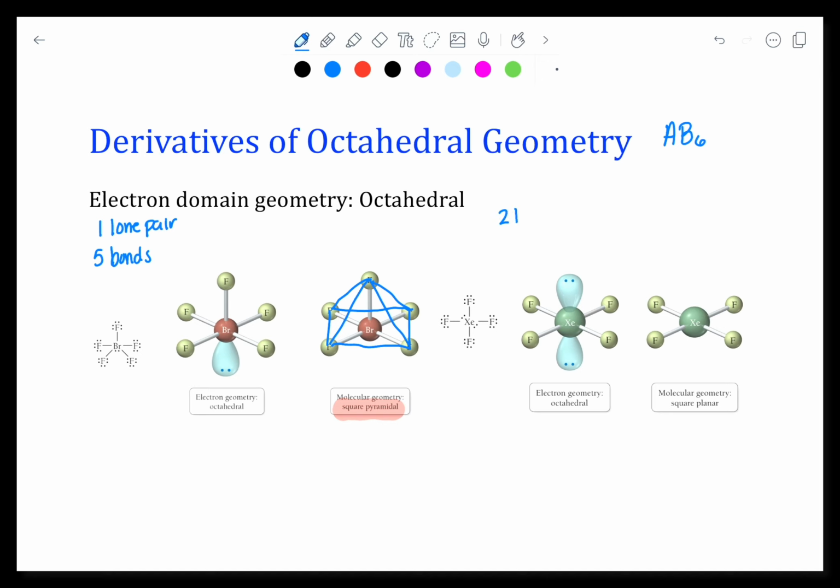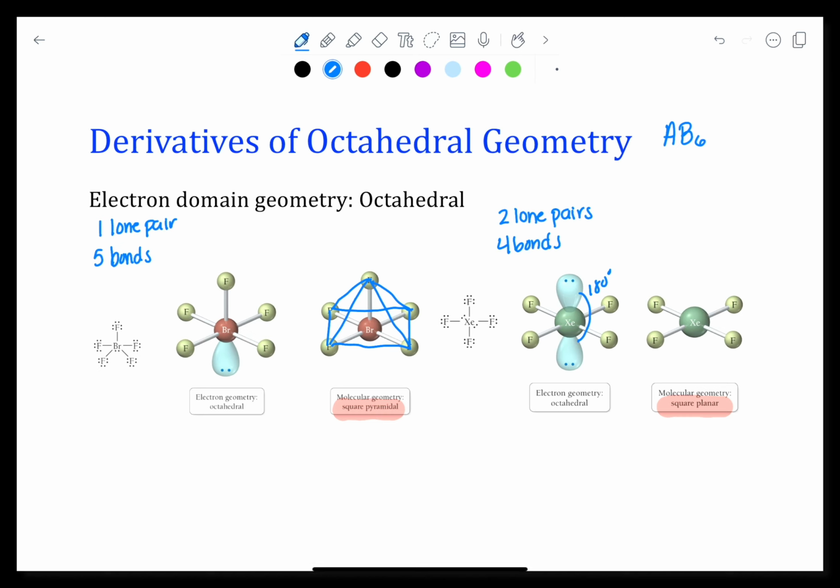Next up, we have 2 lone pairs and 4 bonds. So it's still octahedral for its electron domain geometry because it still has 6 electron domains. But now our molecular geometry, if we look at just the bonds, is a square planar structure. This is because the lone pairs are added 180 degrees from the other ones. This is the only step where adding that lone pair matters. They're going to add to the opposite side of each other to minimize those repulsions again.